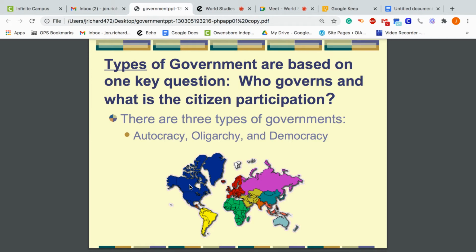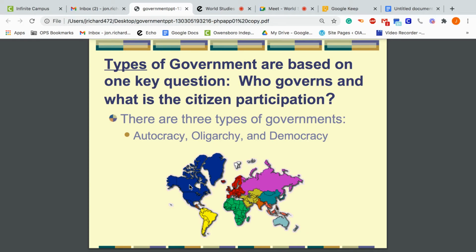Power to govern, who governs and what is the citizen participation? Okay, so how do we, as people in the government, participate? For example, how old do you have to be to vote in the United States? 18. So we have students at this school who actually have the ability to vote, okay? Ms. Stockdale and I and other teachers have the ability to vote. So we can participate in our government.